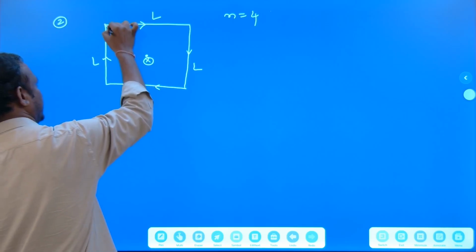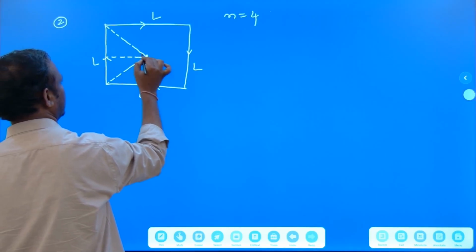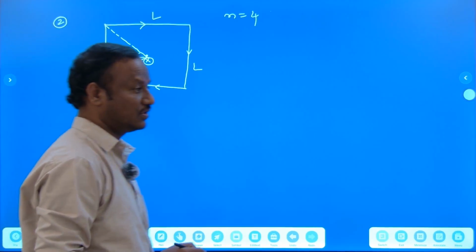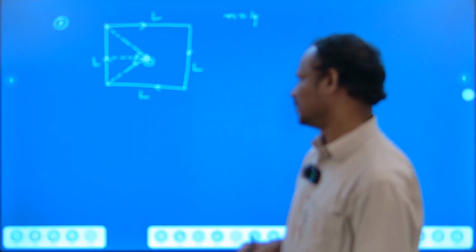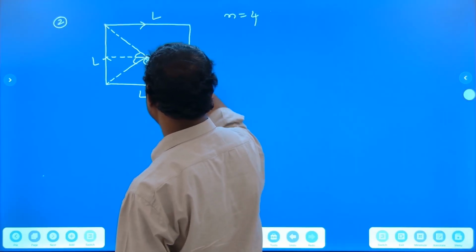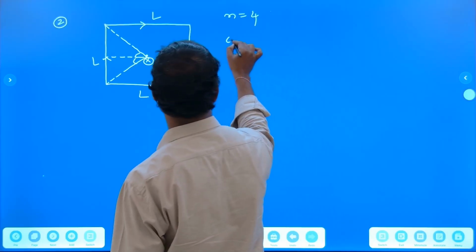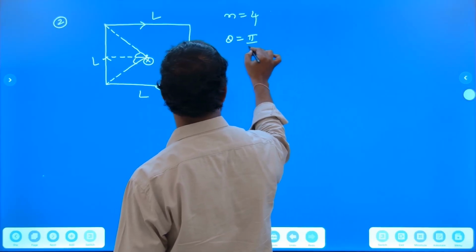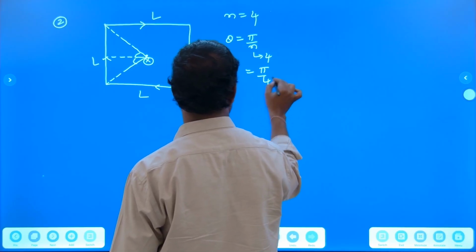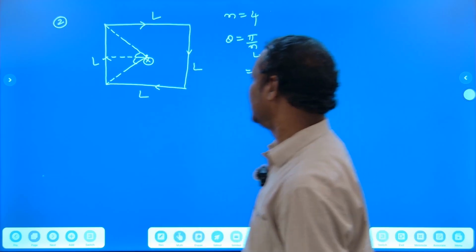Now I am taking one side like this. This is the perpendicular, with theta 1 and theta 2. Calculation of theta is very important. Here the total is 360, so 90, 90, 90. Otherwise, I said theta is equal to pi by n, where n is 4. So this is pi by 4, which means 45 degrees.